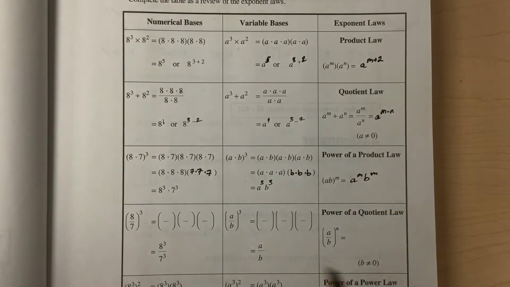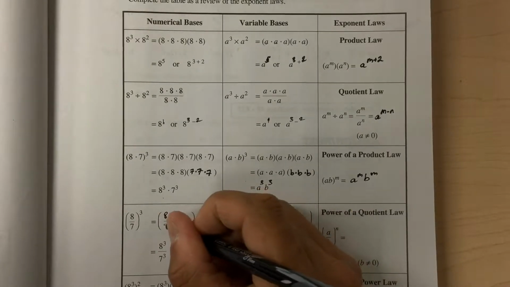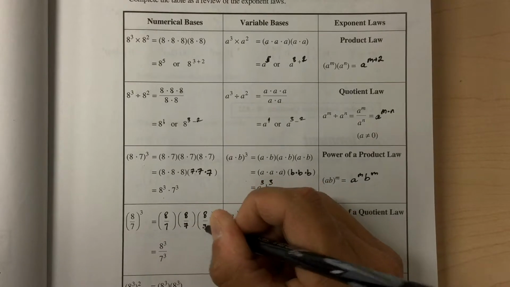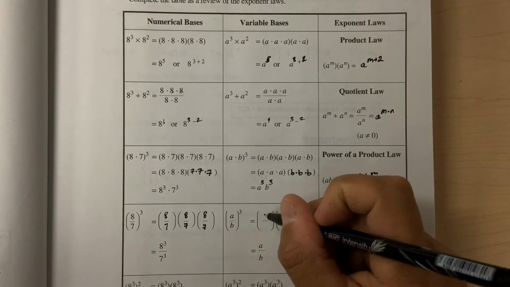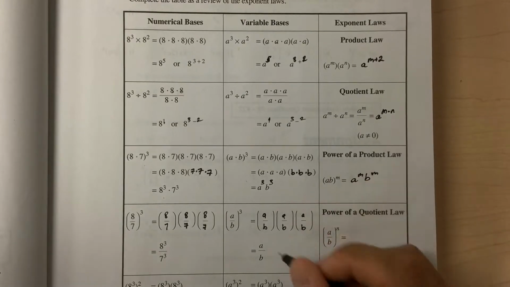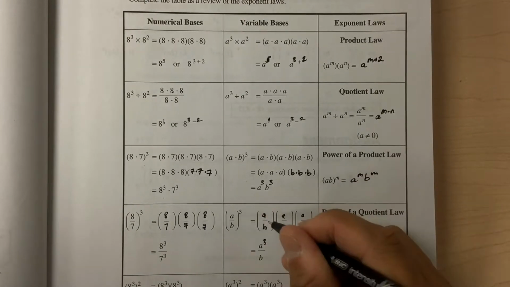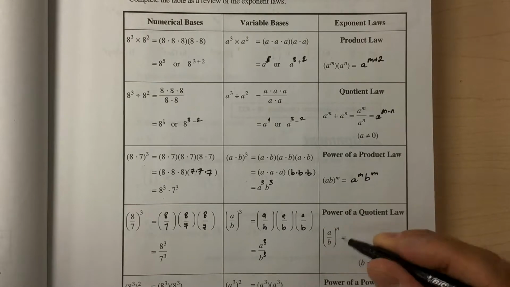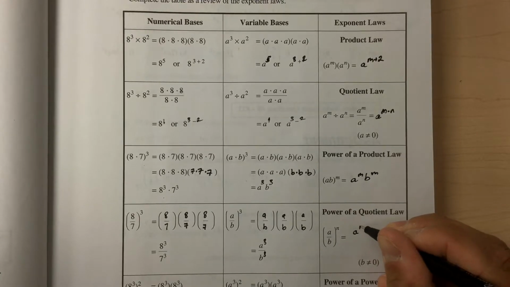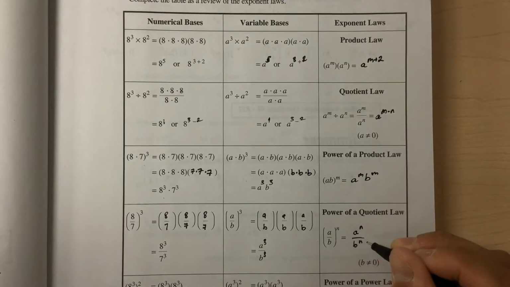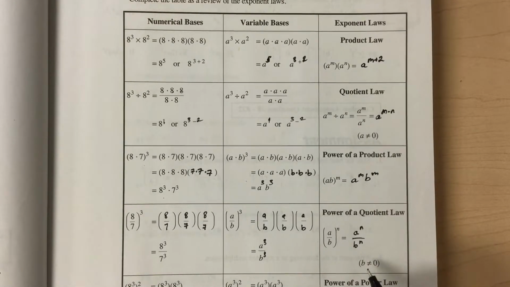With the power of a quotient law, it's almost the exact same thing. We're multiplying our denominator and numerator 3 times, so our whole fraction is being multiplied. If we use variables to express that rule, it's going to look the exact same. But remember that exponent gets distributed to both the a and the b. So the general rule here is that a divided by b, to the power of n, becomes a to the power of n divided by b to the power of n, where b, notice this restriction, cannot equal 0.